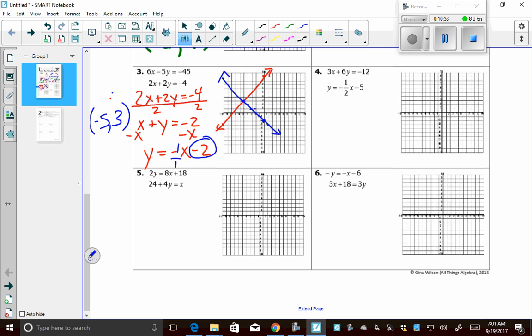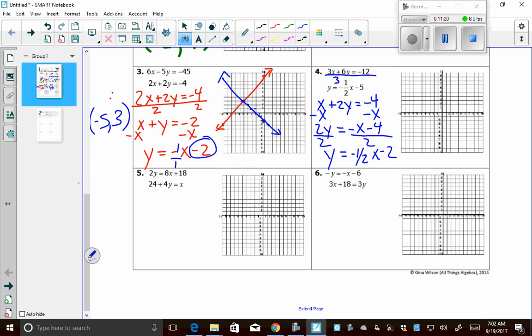Number 4. Oop, look, you can divide again. I'm telling you, I like to make my numbers easy to work with. So if I divide that one by 3, then I'm going to get x plus 2y equals -4. I always look to see, can I make my number smaller? It makes it so much easier. Subtract x, 2y equals -x minus 4. Divide by 2. y equals -1/2 x minus 2.